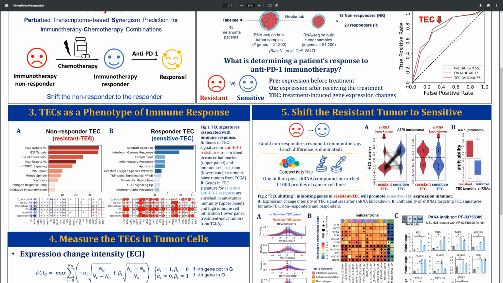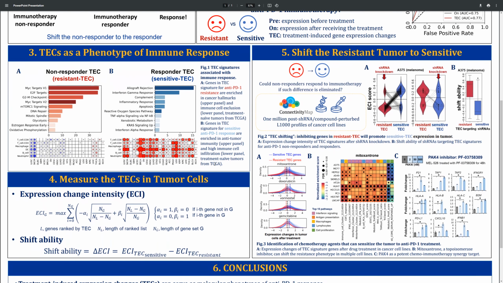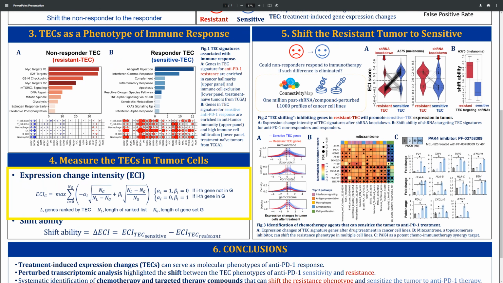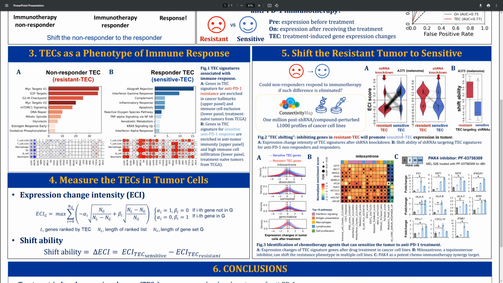So next, we are curious about what will happen if we shut down the TACs for non-responders in the tumor cells. Will the tumor cells become an immunotherapy responder? Here, we used the expression change intensity score to measure how much the TAC signature will be affected by an shRNA or a drug. The amazing thing is, we found that if we shut down the genes from the non-responder TAC signature, the tumor cells will have an increase in the genes in the responder TAC signature.